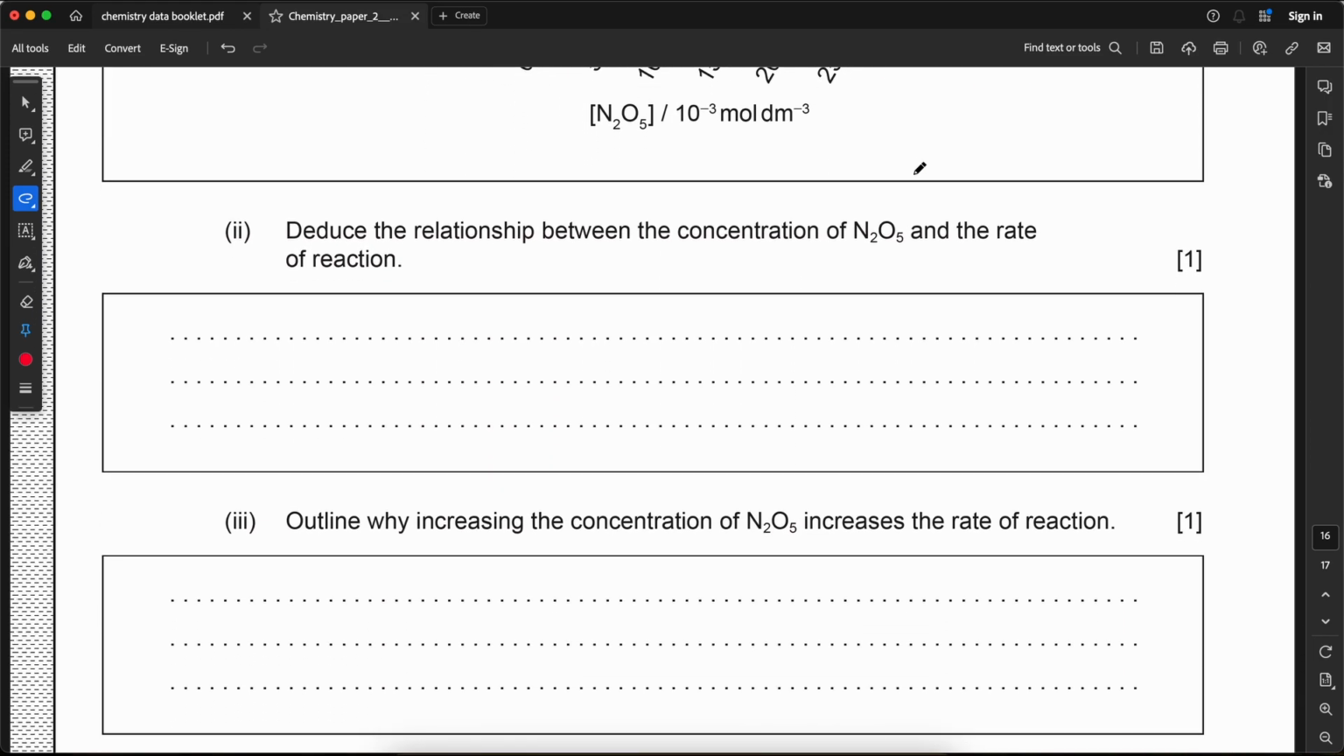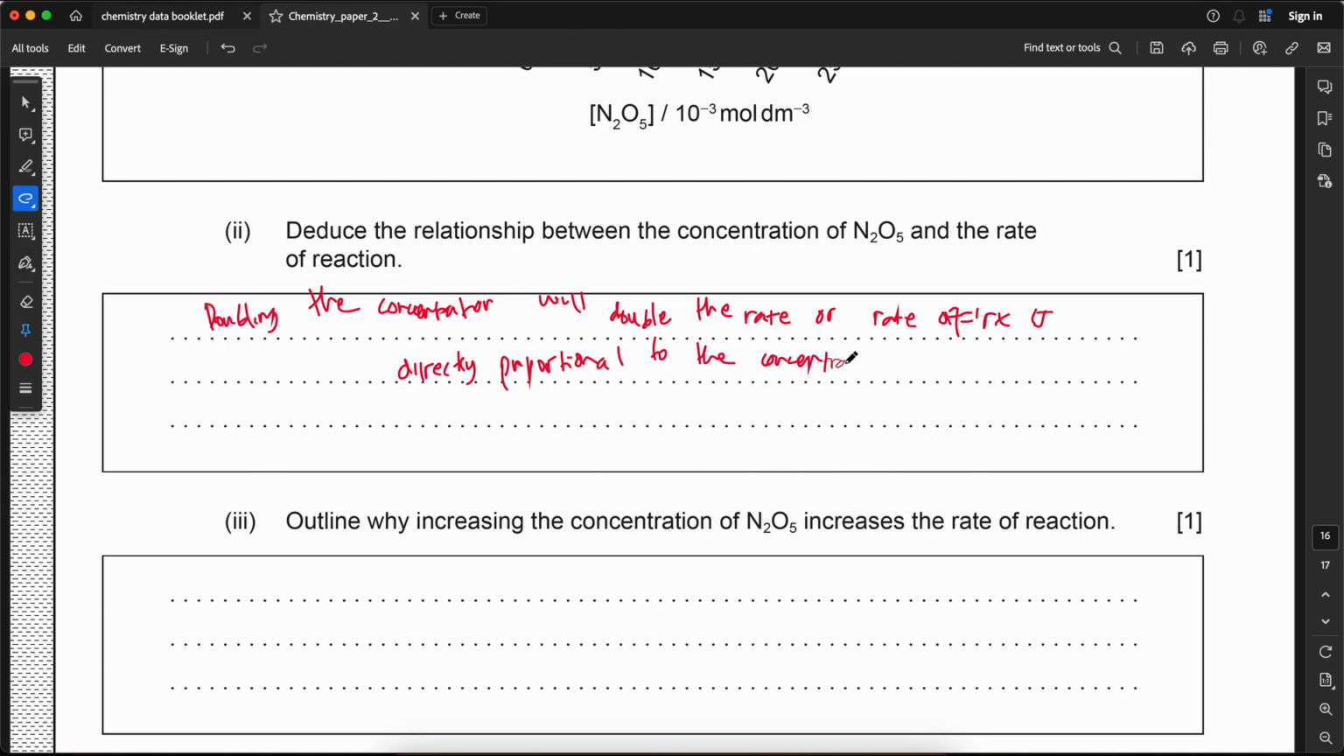So now, to answer this question, the relationship between the concentration of N2O5 and the rate of reaction: doubling the concentration will double the rate, or rate of reaction is directly proportional to the concentration of N2O5.